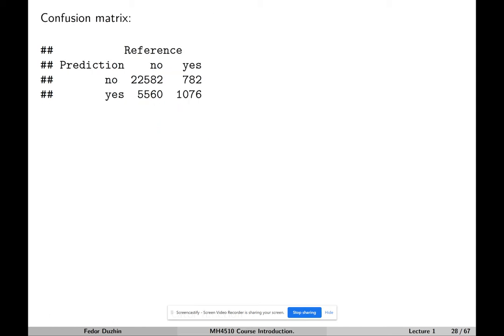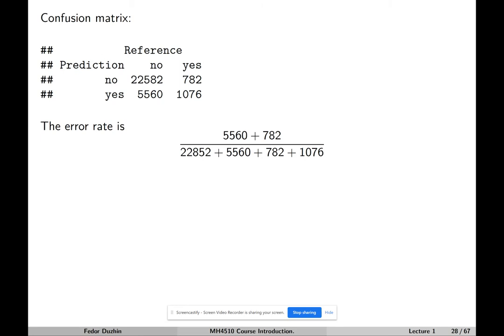So here is a simple example. By the way, usually for classification problems, we print the so-called confusion matrix. For the confusion matrix, we list all possible values and arrange them in a table. Rows of this table represent predicted values, columns represent actual, observed values. So reference here means observed values. In particular, this number 782 is the number of cases where we predicted no, but the actual value is yes.